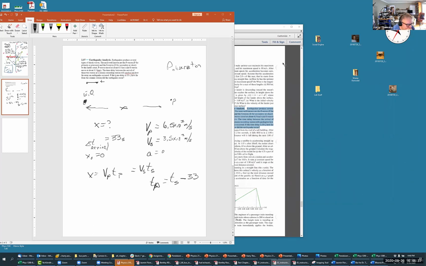Oh, of course. That was crossing my mind. Damn it. Of course. So we have this relationship, and so we get T of P equals X over V of P. And this only works because they both equal X. And T of S equals X over V of S.